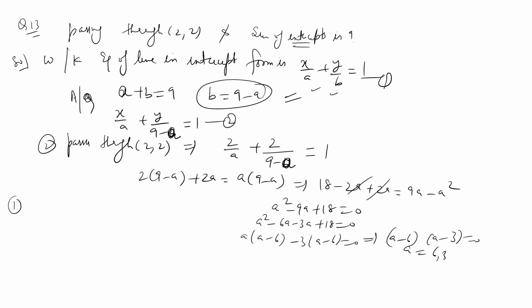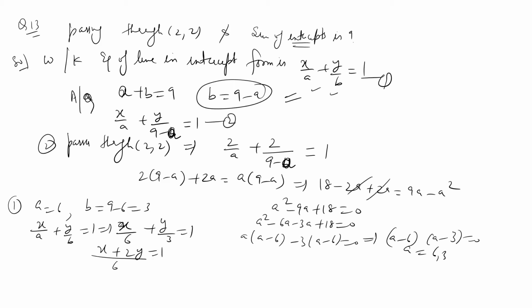So the first condition is that if a is 6, can you tell me what is b? b is 9 minus 6, which is 3. In that case, the equation will be x/a + y/b = 1, that implies x/6 + y/3 = 1. If I take the LCM of 6 and 3, what is the LCM of 6 and 3? It is 6 itself. So the equation is x + 2y = 6.